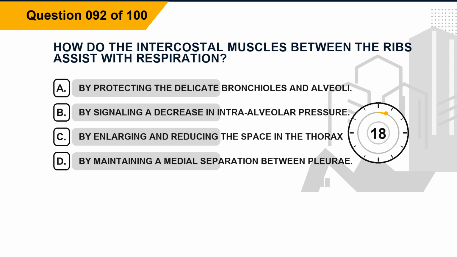Question 92. How do the intercostal muscles between the ribs assist with respiration? Option A. By protecting the delicate bronchioles and alveoli. Option B. By signaling a decrease in intra-alveolar pressure. Option C. By enlarging and reducing the space in the thorax. Option D. By maintaining a medial separation between pleurae.